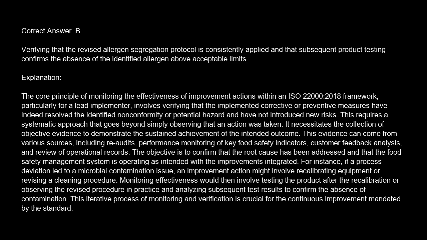For instance, if a process deviation led to a microbial contamination issue, an improvement action might involve recalibrating equipment or revising a cleaning procedure. Monitoring effectiveness would then involve testing the product after the recalibration or observing the revised procedure in practice and analyzing subsequent test results to confirm the absence of contamination. This iterative process of monitoring and verification is crucial for the continuous improvement mandated by the standard.